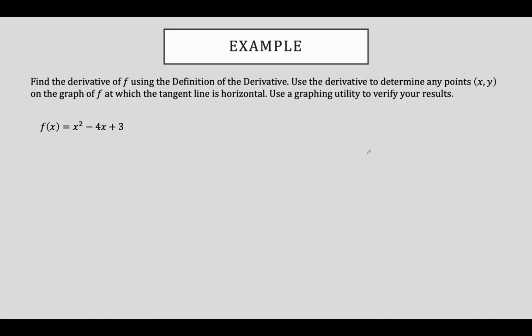Let's look at one more example here. Find the derivative of f using the definition of the derivative, and then use the derivative to determine any points x, y on the graph of f at which the tangent line is horizontal. All right, tangent line is horizontal. That means that the slope of our tangent line is equal to 0. All right, so let's keep that in mind for a little bit later on.